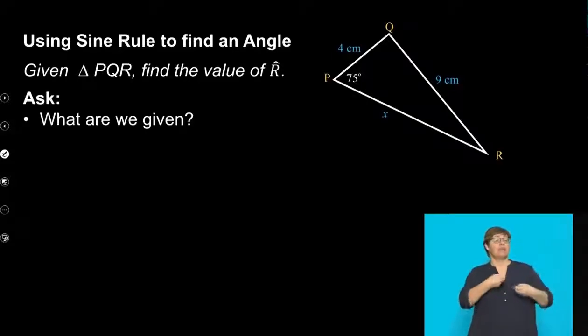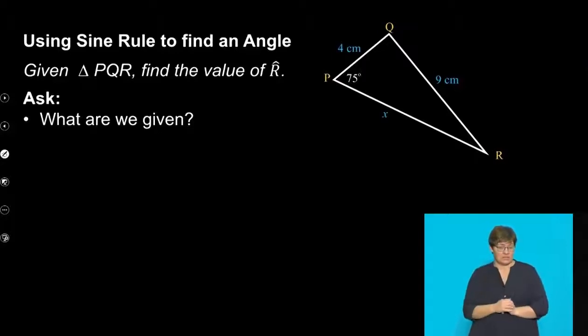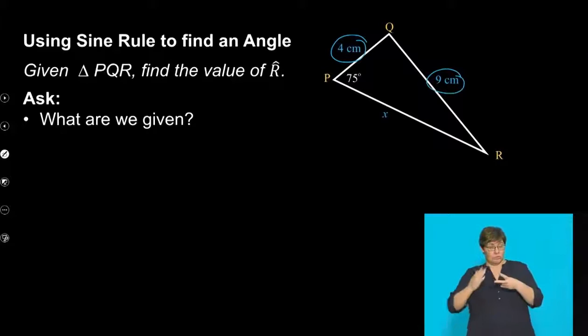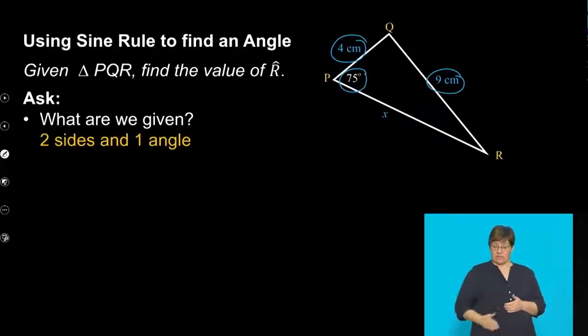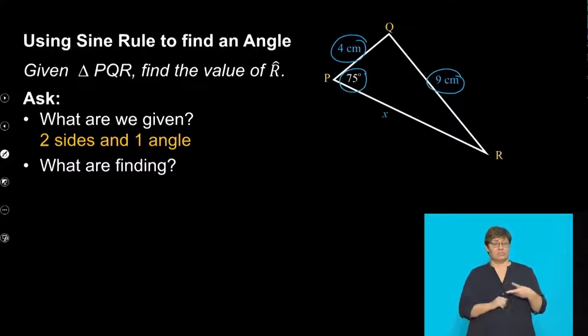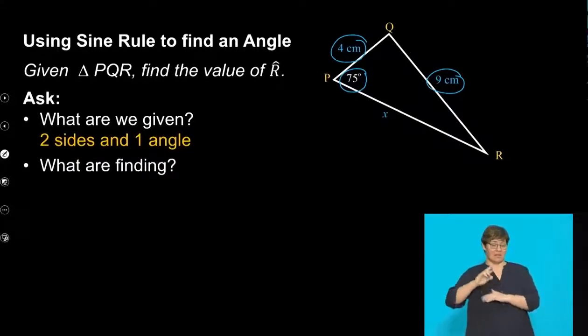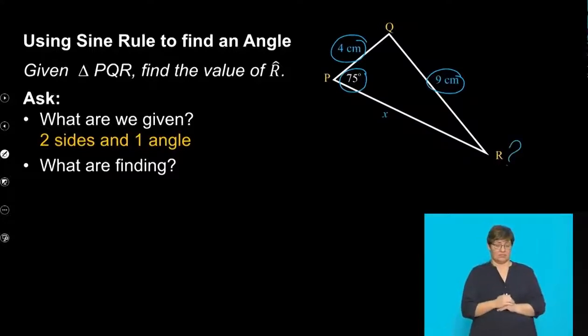First question, what are we given? Let's look at our diagram again. We're given one side, two sides, and we're given an angle. So in this case, we're given two sides and an angle. The next question, what are we finding? What did they ask us to find? They wanted us to find this angle here, angle R. So we've got to find an angle.